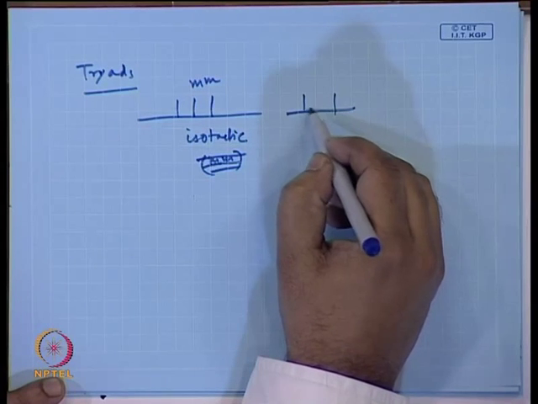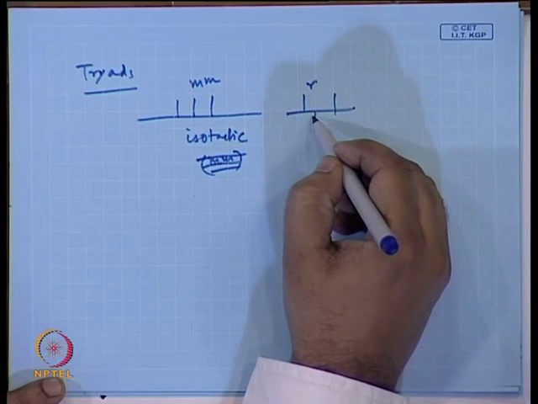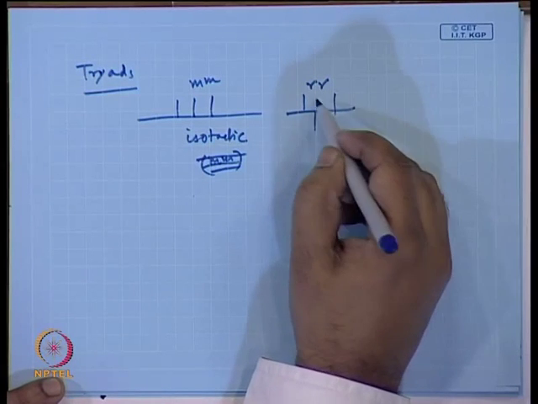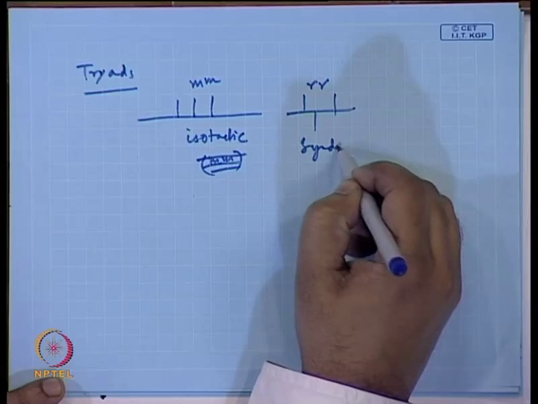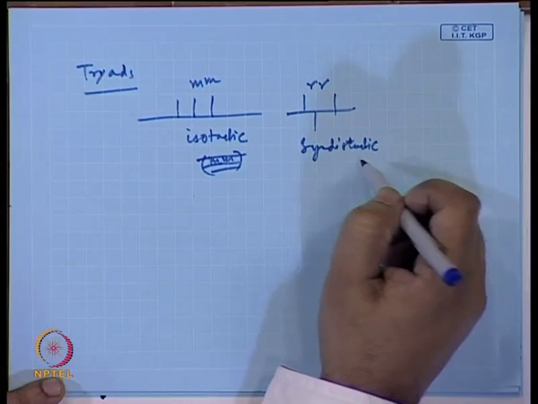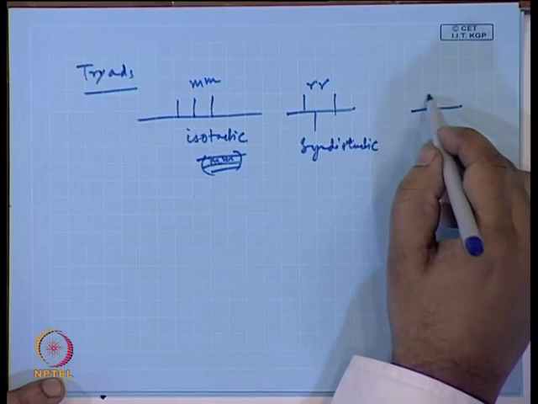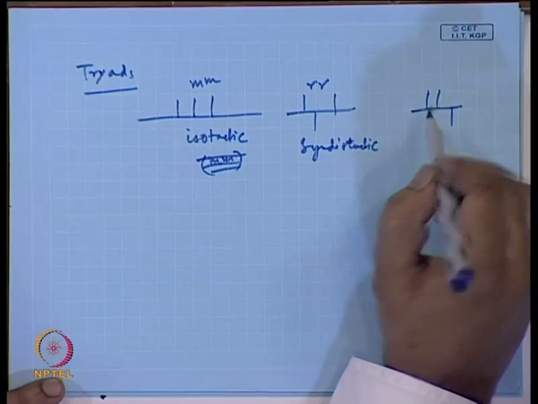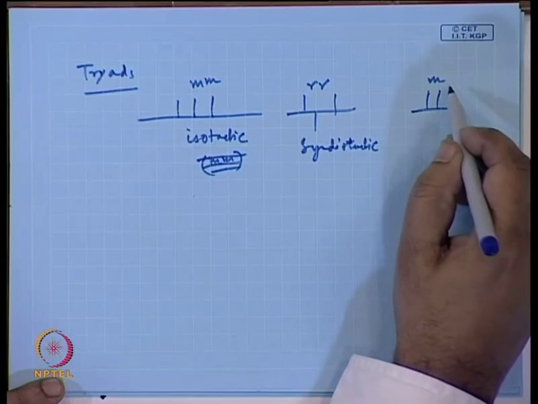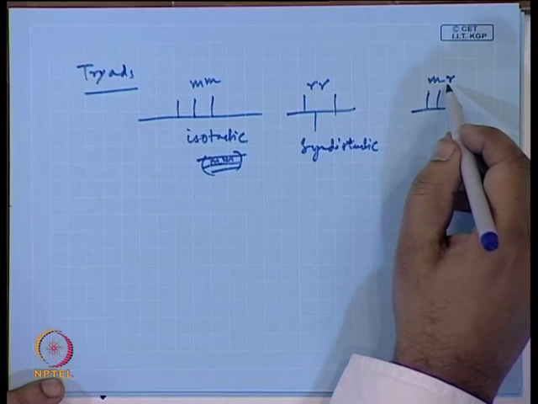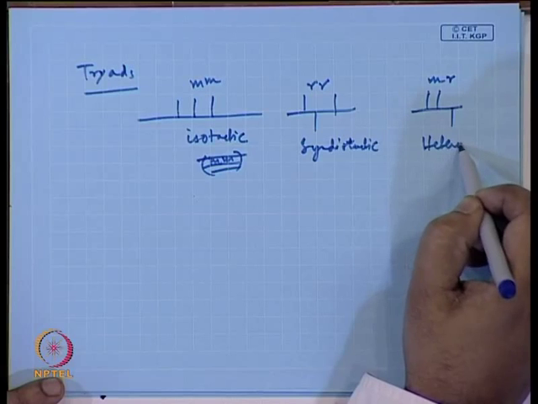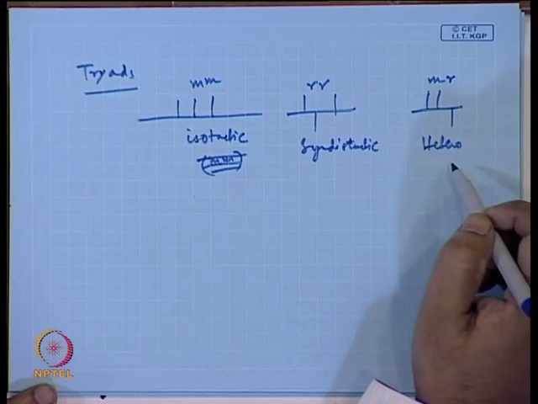So, what will be, this is a racemic pair and this is also another racemic pair. So, this gives you RR, and this gives you a syndiotactic arrangement. Now, in this case, another possibility is where you have a meso diad and another a racemic diad. So, you can have a meso-racemic, MR, which gives you a heterotactic or atactic stereo arrangement.